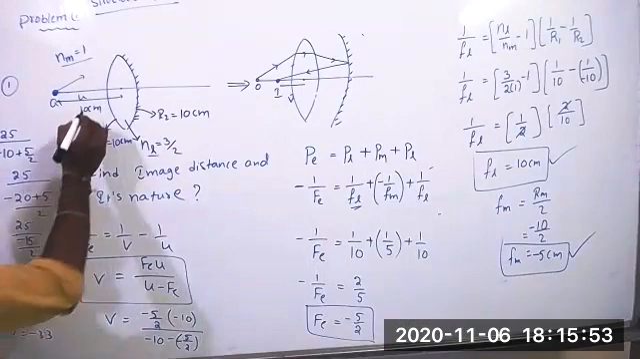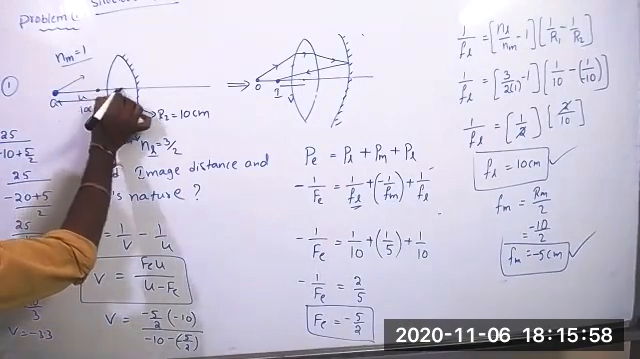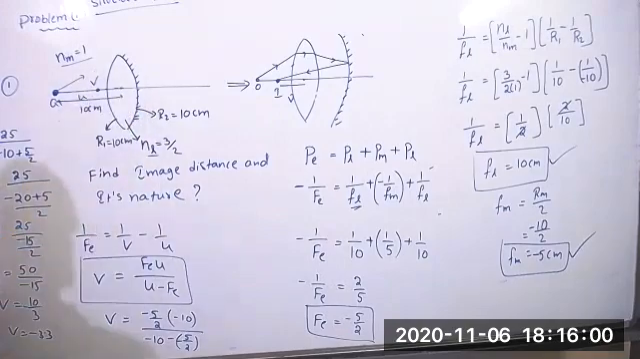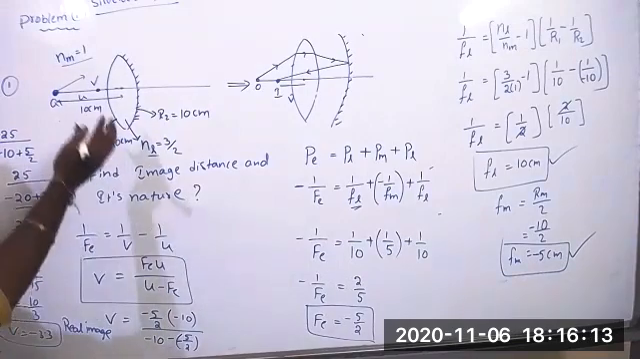So you got the image somewhere here, right? That is the image you got, right? Now is that image real or virtual? When you got negative, that means real image. Who will form the real image? Concave mirror. Which image does it form?